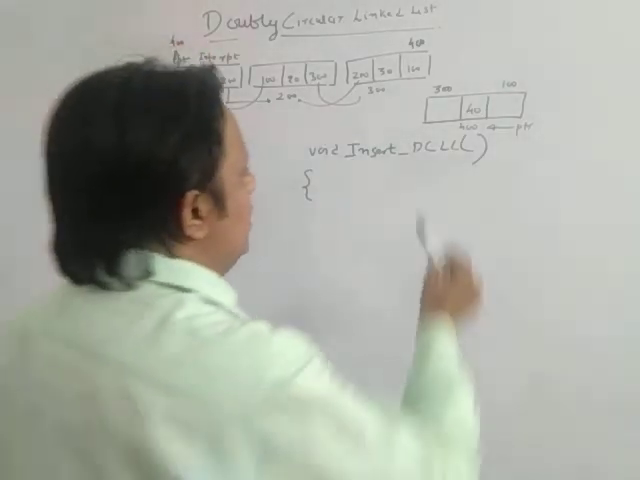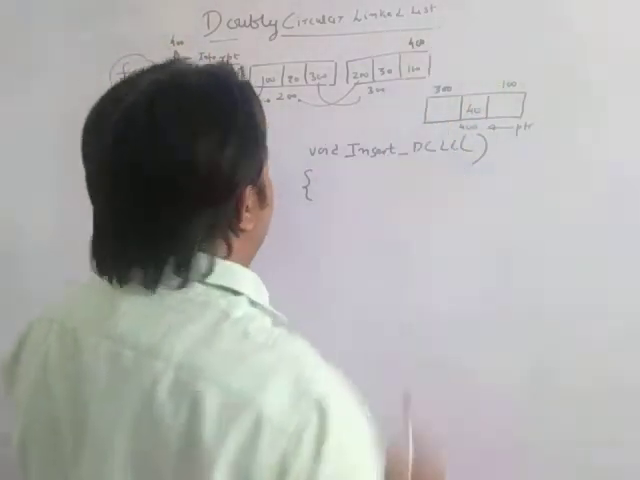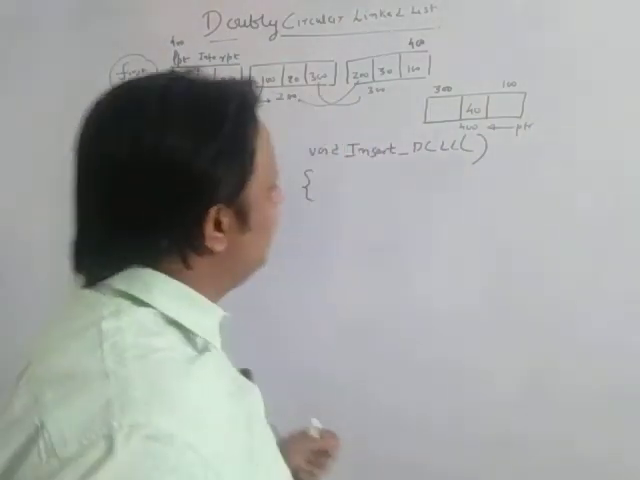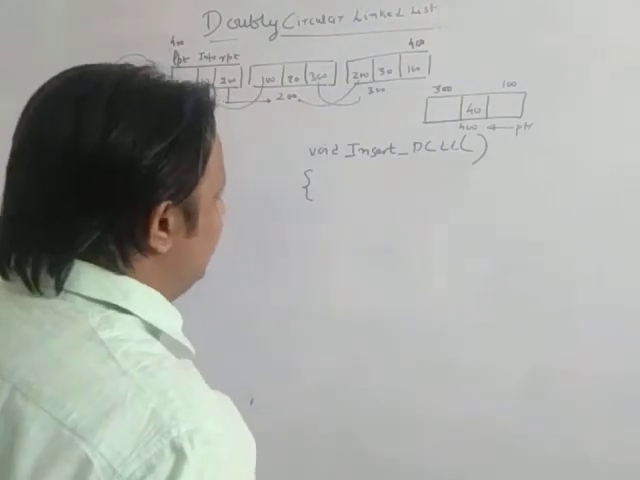So how many changes are required? 1, 2, 3, 4 and 5. So we'll write the corresponding 5 syntaxes for this, and that finishes your code. So let's start writing the program for this.